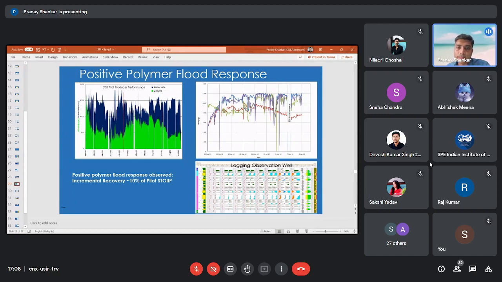And then this is the injectivity in all the four injector wells that we had, so how the THP changed with time. And these are the three wells that we talked about in terms of observation wells. We take time-lapse RST, which says how your saturation has changed over time. You will start seeing resaturation of oil, and again desaturation. This tells you that your sweep is improving with implementation of polymer.